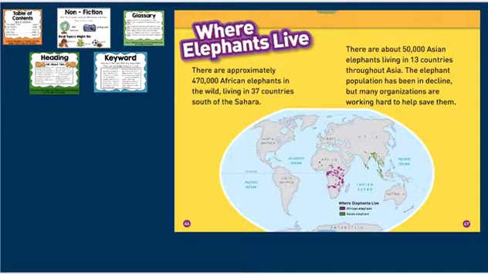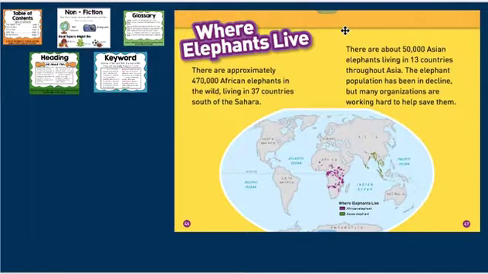Where elephants live. All right, so here's a big map. There are approximately 470,000 African elephants in the wild, living in 37 countries south of the Sahara. There are about 50,000 Asian elephants living in 13 countries throughout Asia.